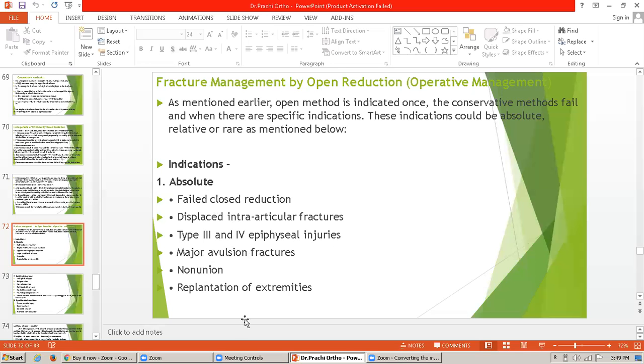So fracture management by open reduction has indications when there is an absolute indication. That is, when the fracture has failed closed reduction, when there is displacement of an intra-articular fracture, type 3 and 4 epiphyseal injury, major avulsion fractures, non-union, and replantation of the extremity.